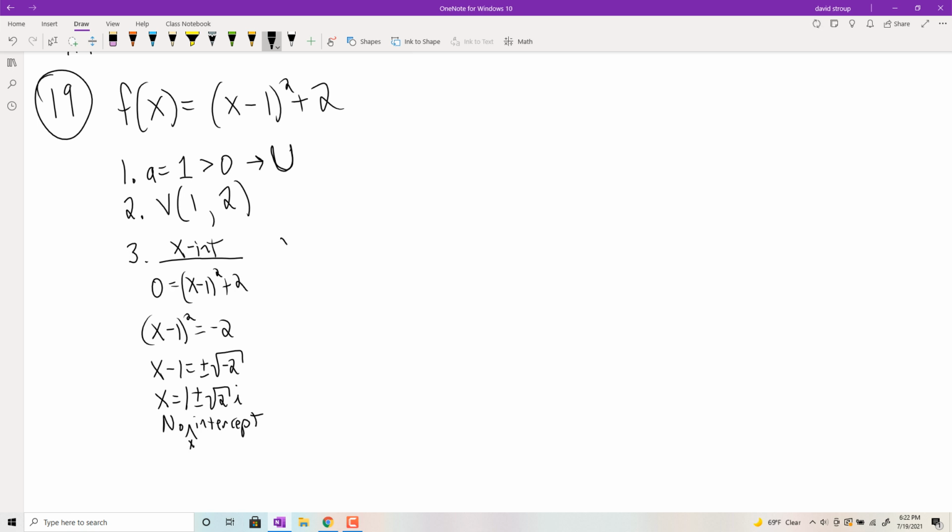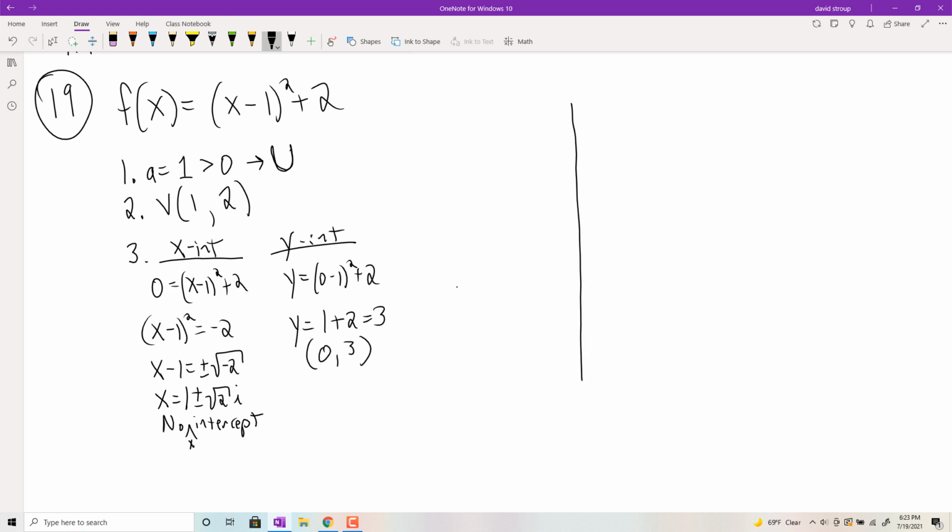Okay. Then for the y-intercept, you always let x equal 0. So we have y equals 0 minus 1 squared plus 2. So y will be negative 1 squared is 1, plus 2. That'll be 3. So the y-intercept is at 0, 3. Right? And that should be enough to graph it.